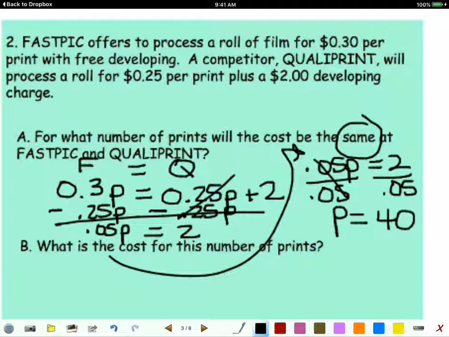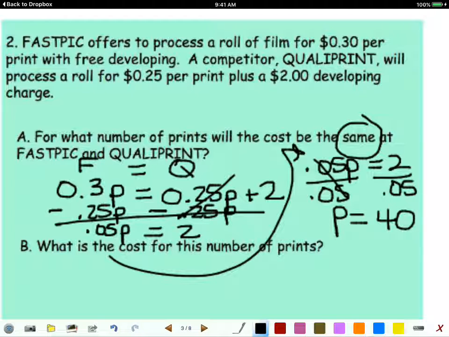Malin? It's the number of prints that they can get the same. It's the number of prints you would have to print at Fast Pick and at QualiPrint in order for the cost to be the same. If you're going to order less than 40, it might be cheaper to go with Fast Pick, right? Because even though it costs more per print, you don't have that developing charge. But once you get past the 40 prints, it's going to be cheaper to go to QualiPrint because, yes, you have the $2 flat fee, but then it's cheaper per picture.